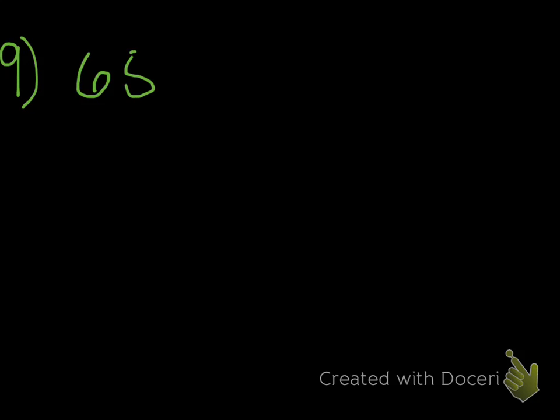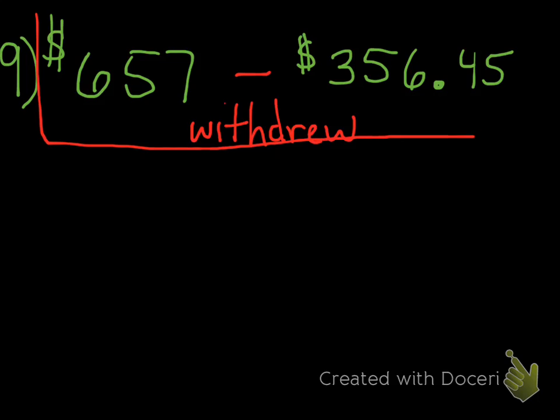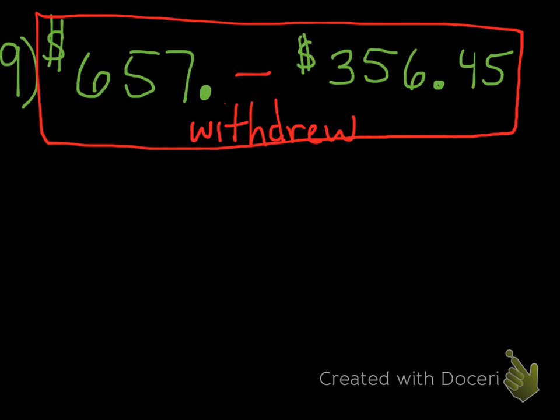Alright, number 9. Well, we started with $657. We withdrew, and withdrew means that we subtract. So we're going to subtract the $356.45. Now, you may notice that right off the bat I put a decimal right here. That's important. It didn't show it as a decimal in the word problem, but if you put it there right away, you're going to make less mistakes.